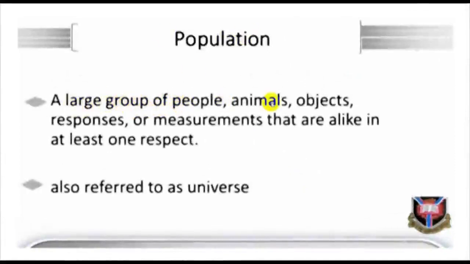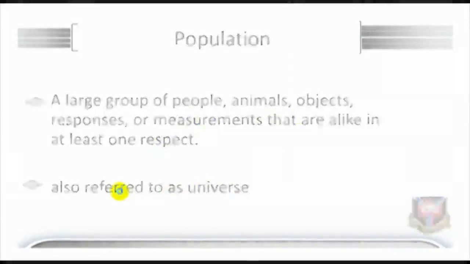It is ideally defined as a large group of people, animals, objects, responses, or measurements that are alike in at least one respect. Thus, we have a population of all Yoruba students in the University of Ibadan, a population of all white rats of a given genetic strain, the population of undergraduate students in the University of Nigeria, and the population of all federal government workers in Ibadan.